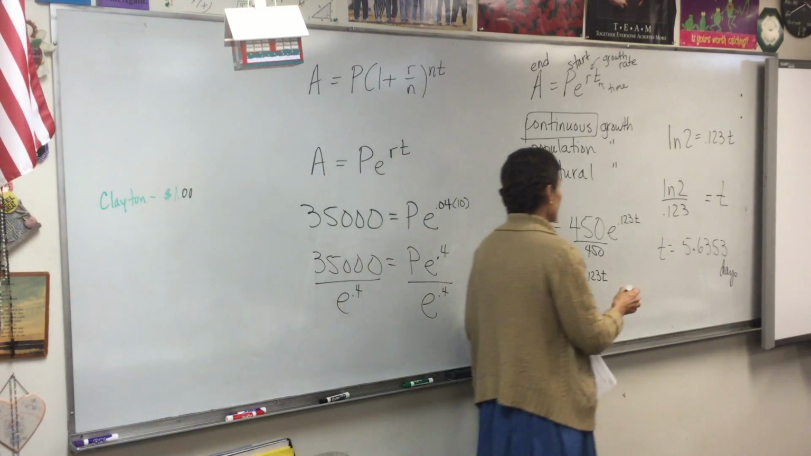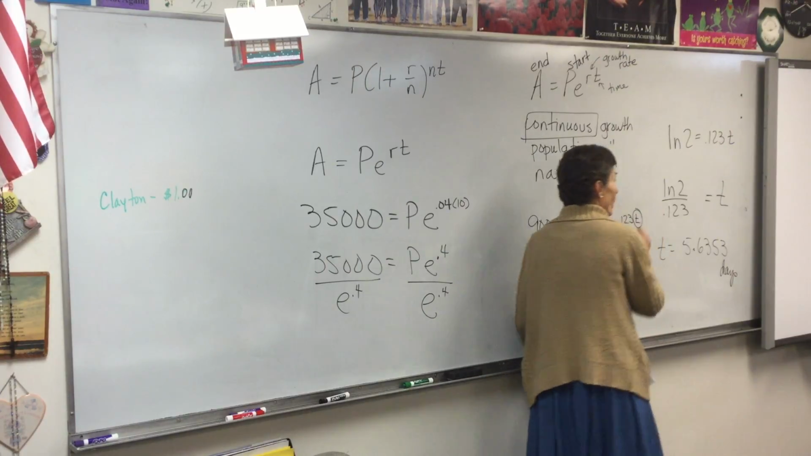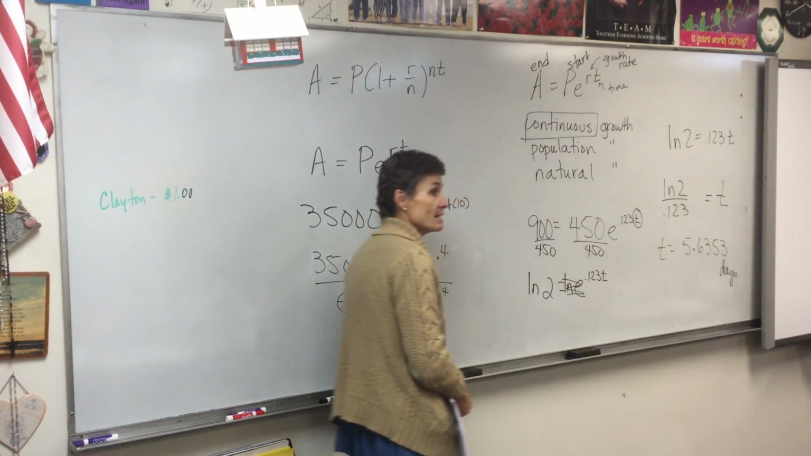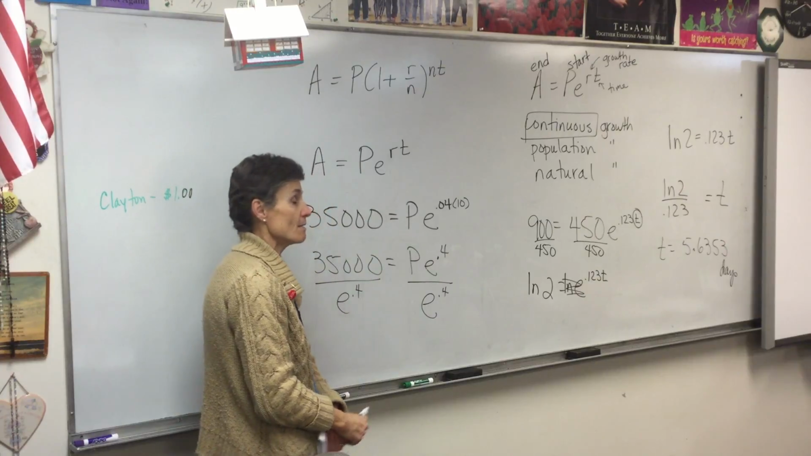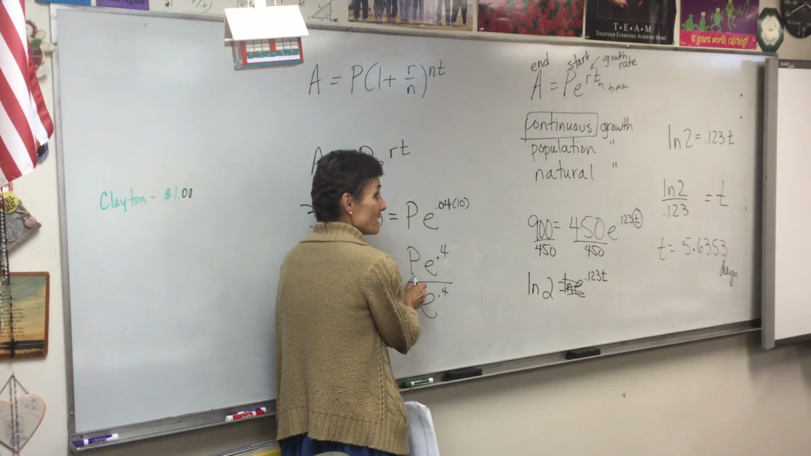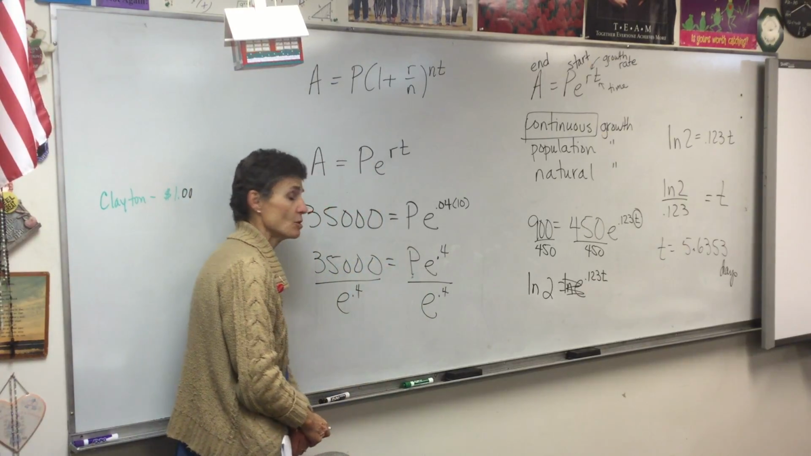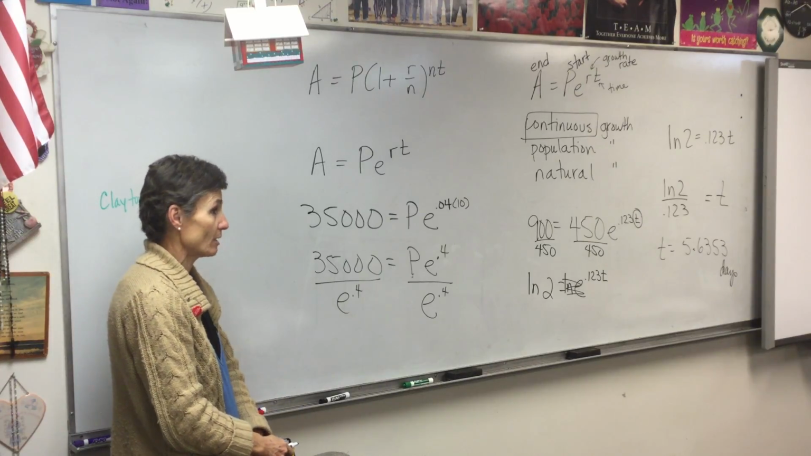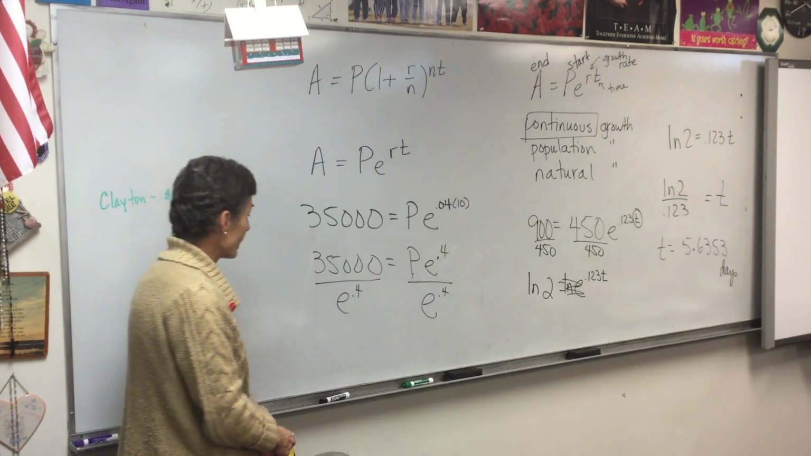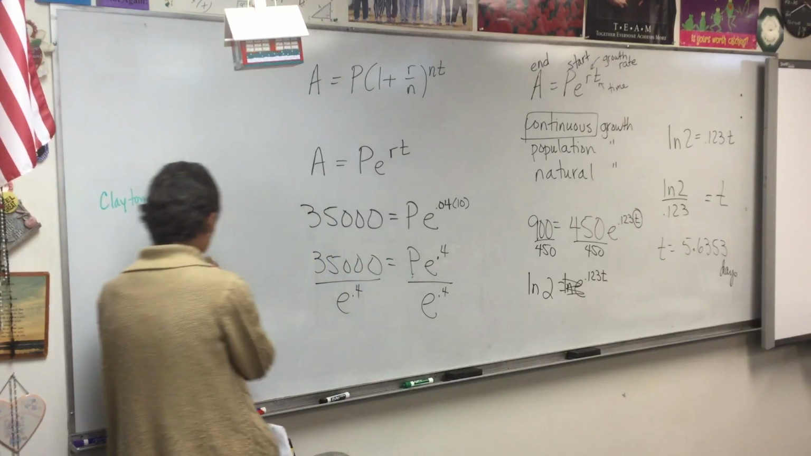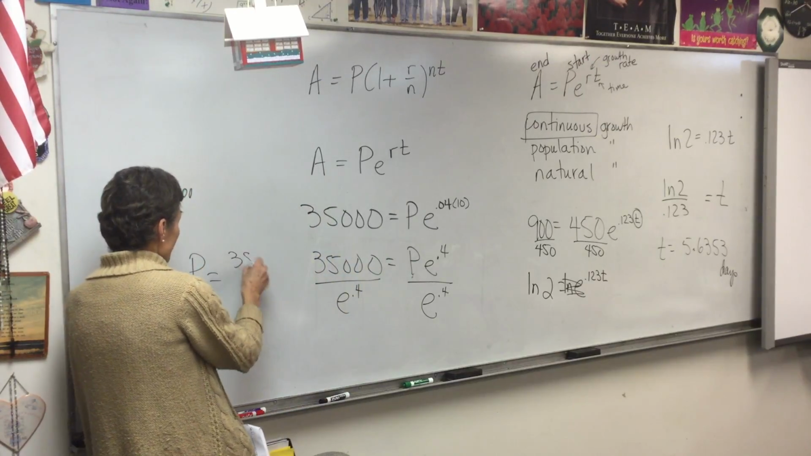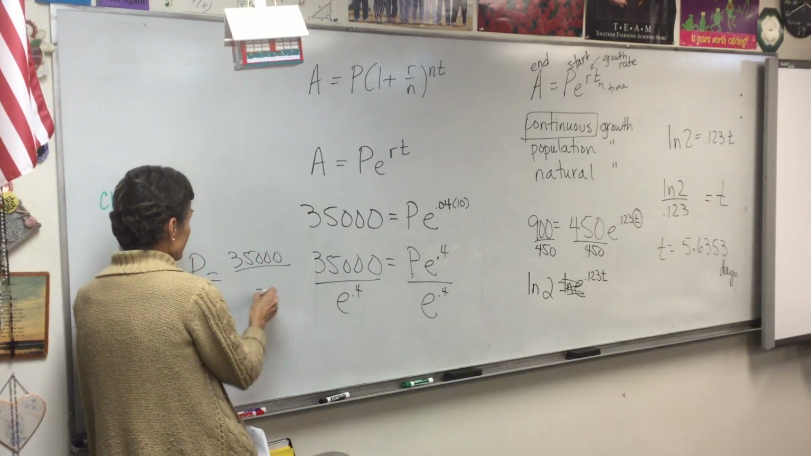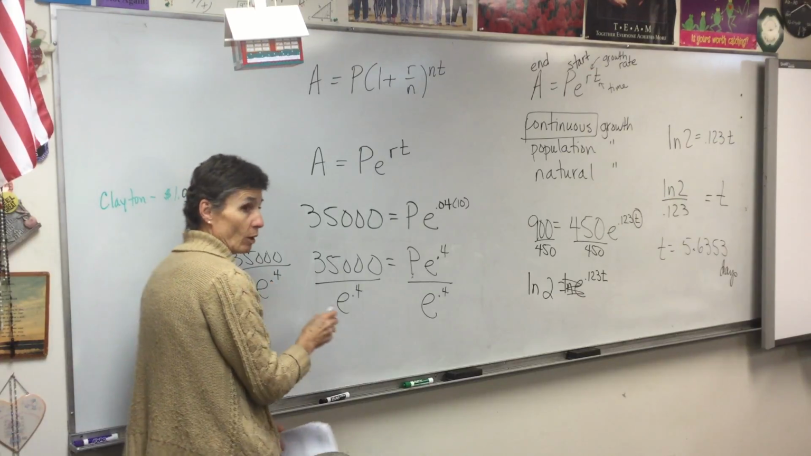Remember, logarithms are used when your variable is the exponent. If your variable is not an exponent, please don't use logarithms. It will make it harder. All right, so I'm going to type into my calculator P equals 35,000 divided by e to the 0.4.